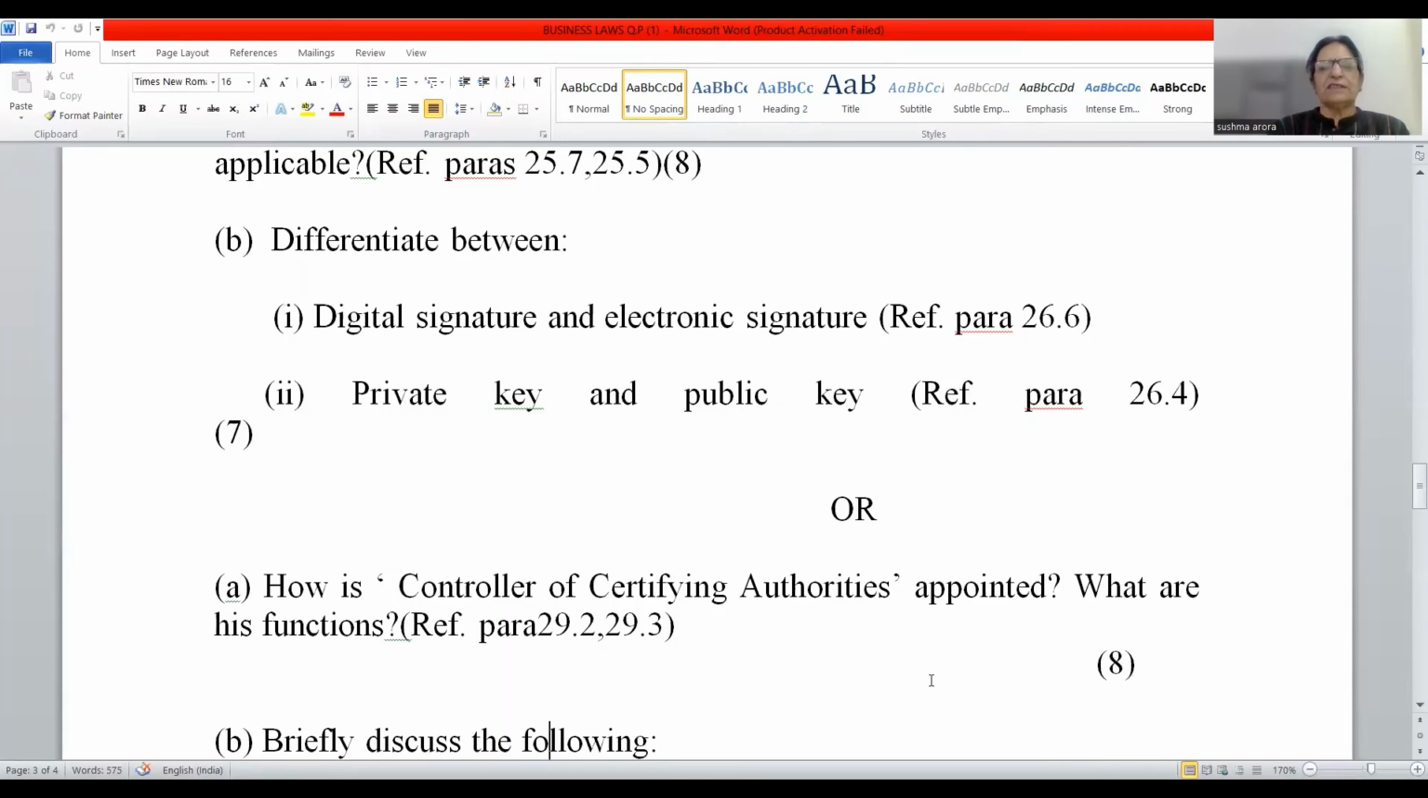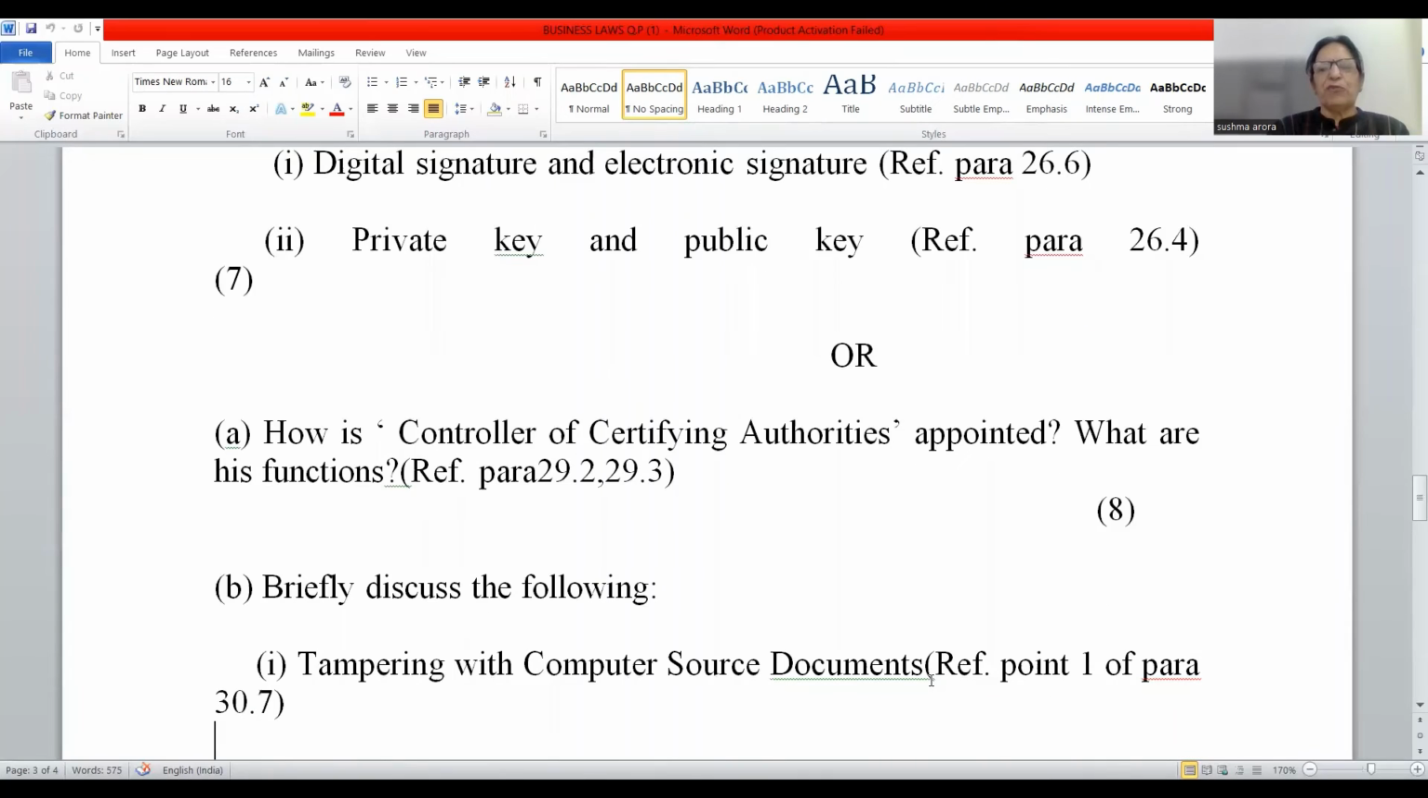Private key, nature, function, listed in the certificate. Which one is listed in the certificate? There is a public key which is listed in the certificate, but the private key is not listed in the digital signature certificate.